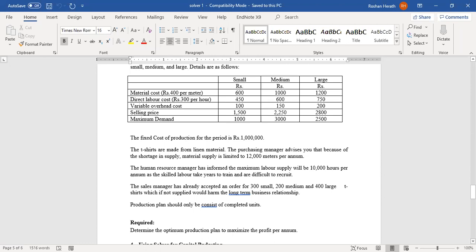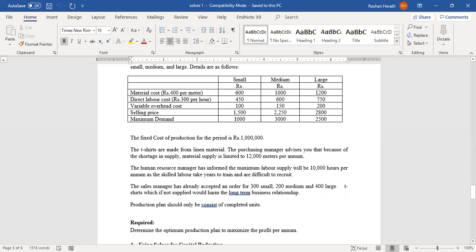Similarly, the human resource manager has indicated that labor is also in limited supply, especially skilled labor. But at the same time, the sales manager has accepted an order to supply a particular minimum number of goods, which you need to fulfill for sure. Even if it may not be the profit maximizing formula, you still need to cater for that, otherwise it will harm long-term business relationships.